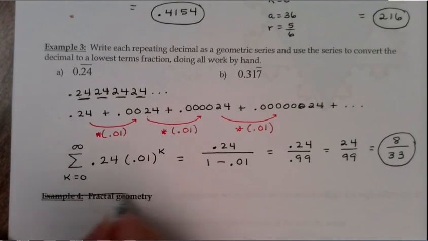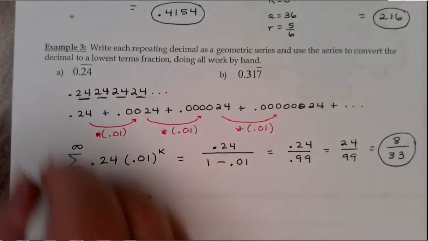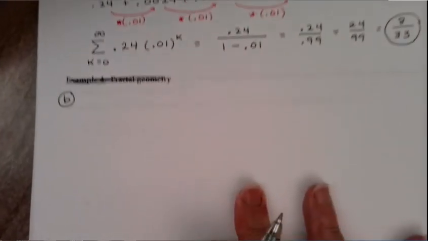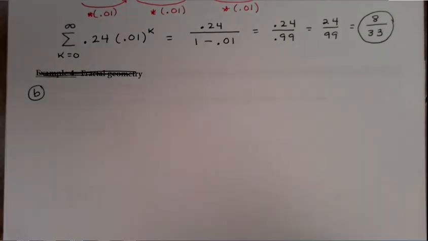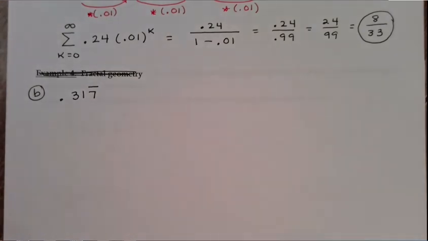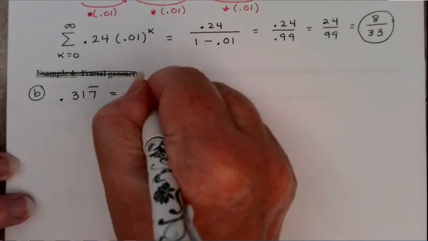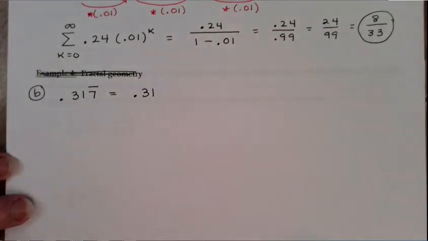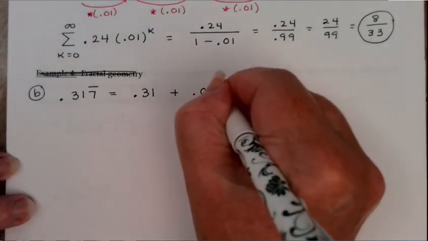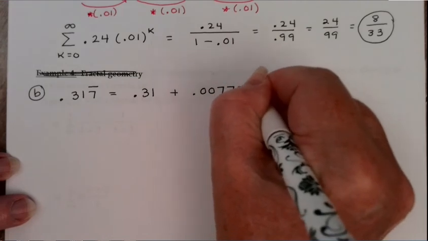All right, this fractal geometry thing is actually on the next page, so I'm going to do part B down here. We have a little bit of extra space. In part B, we have the decimal 0.317 with just the 7 repeating. Now, when only part of my decimal repeats, I kind of have to separate this off and think of it as 2 pieces. The 0.31 is easy to handle. That's 31 hundredths done, right? And then I have 0.007, 7777, etc.